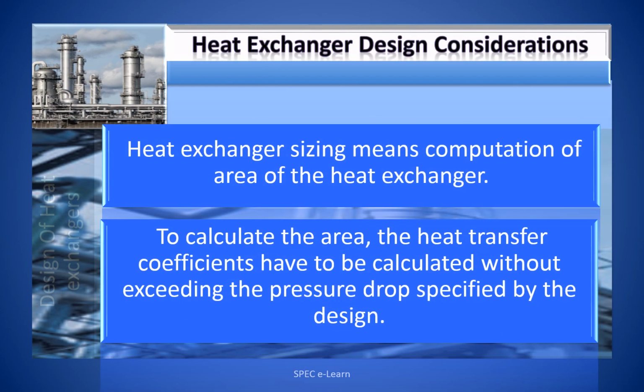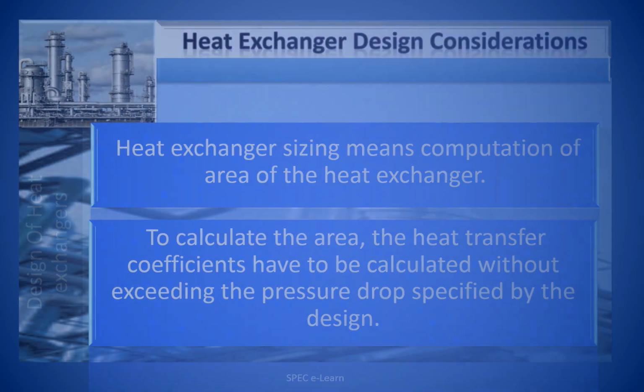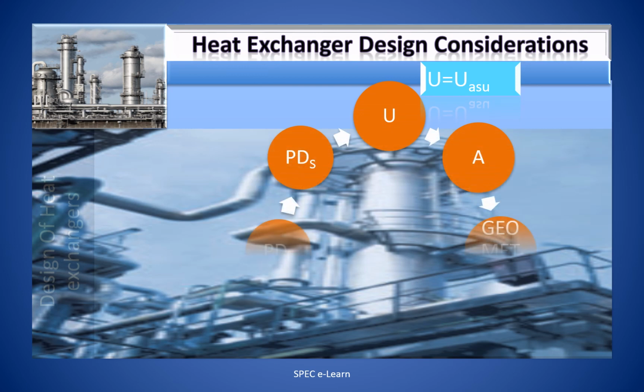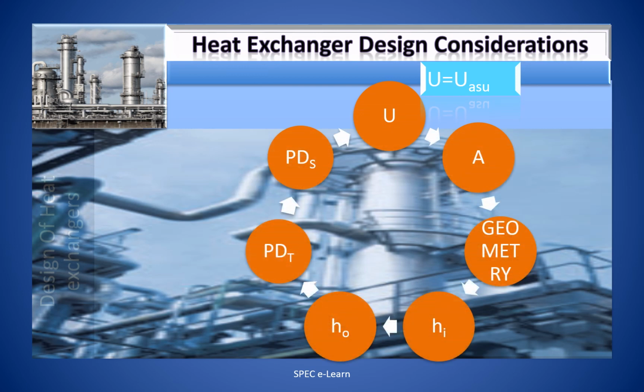Heat exchanger sizing means computation of area of the heat exchanger. To calculate the area, the heat transfer coefficients have to be calculated without exceeding the pressure drop specified in the design. As explained a little while ago, the heat transfer sizing is an iterative process, whether it is done manually or by computer program. The cyclical iterative process is explained here.